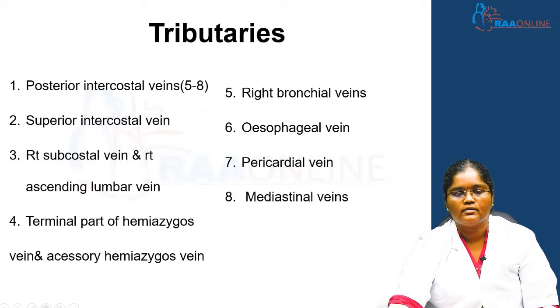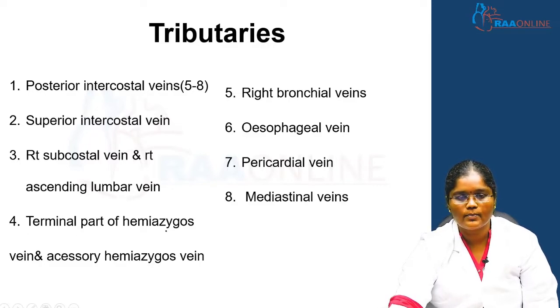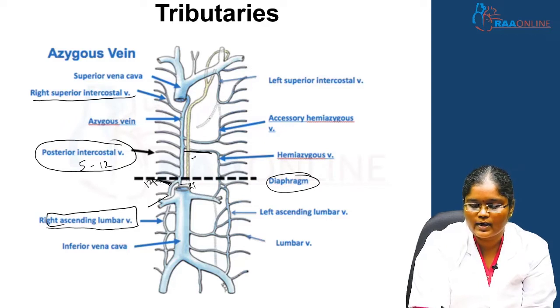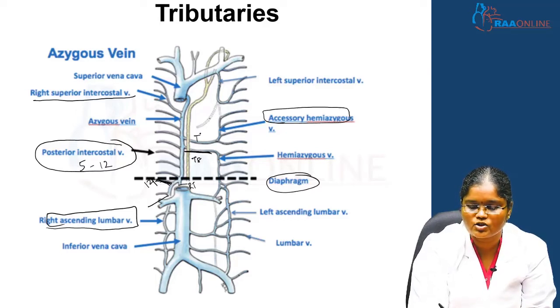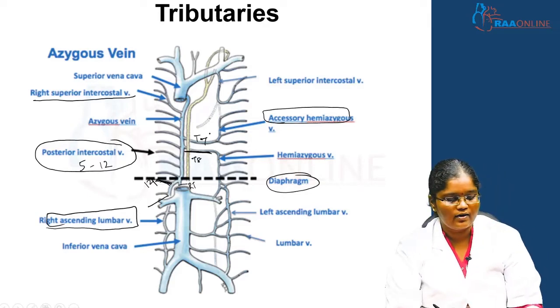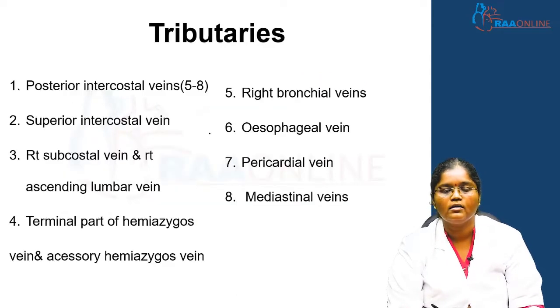See here. In the abdomen, the right subcostal and the right ascending lumbar vein, then the right superior intercostal vein, posterior intercostal veins, 5th to 12th, and then the remaining is the terminal part of hemiazygos and accessory hemiazygos. See here, at T8 level, this hemiazygos vein drains into the azygos vein. So this is one tributary, and the next tributary is accessory hemiazygos vein which drains at the level of T7. So these are the remaining tributaries, and left out are the tributaries that are derived from the viscera.